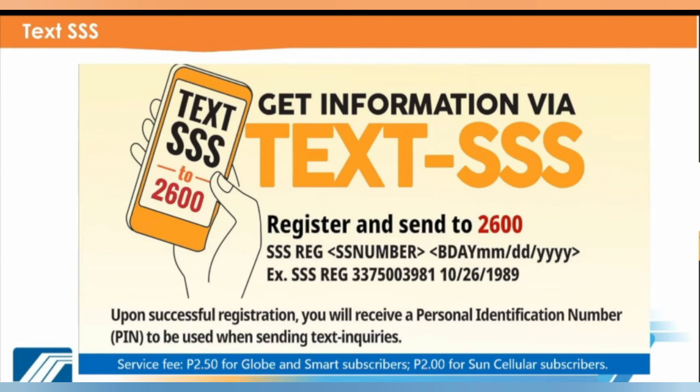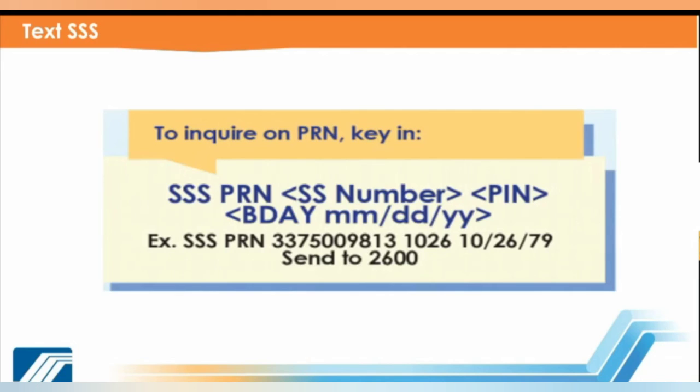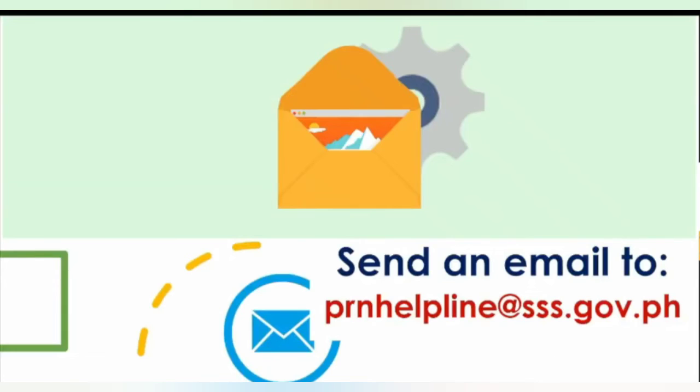So once you have registered, you may now ask or generate your PRN. No? Paano po gagawin iyon? Using this format, you can inquire on your PRN. Just key in SSS space PRN, then your SS number, then your PIN, the PIN that was initially issued to you. That's your forever PIN, as I've mentioned a while ago. So you key in your PIN followed by your birthday, and then you send this to 2600. So that's the third way on how you can generate your PRN.